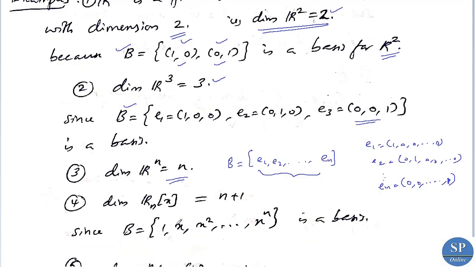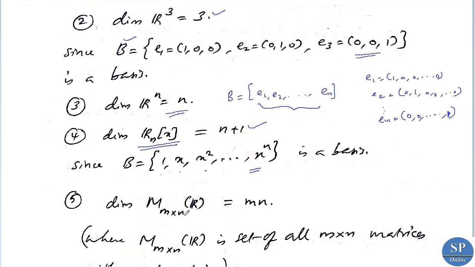Now another example is Pn(x). Pn(x) is the set of all polynomials of degree less than or equal to n. So the dimension of Pn(x) is equal to n plus 1 because the standard basis of Pn(x) is 1, x, x squared, and so on up to x to the power n. So it contains n plus 1 elements. So any basis of Pn(x) will contain n plus 1 elements, so the dimension of Pn(x) is n plus 1.